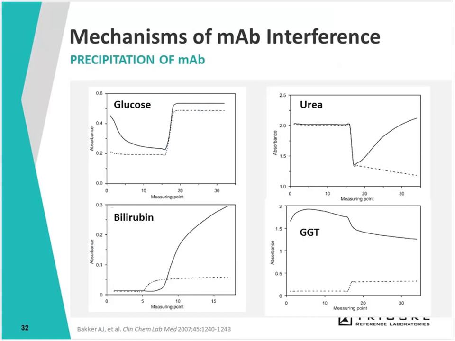Many tests can show interference due to the presence of monoclonal antibodies, but the cause is usually the same. That would be precipitation. Here we see absorbance curves for samples without monoclonal antibodies, shown in the dashed lines, and with monoclonal antibodies, shown in the solid lines. And it should be clear, just upon inspection, that these curves are very different from each other, and as such, the test results would be inaccurate in the presence of the monoclonal protein.